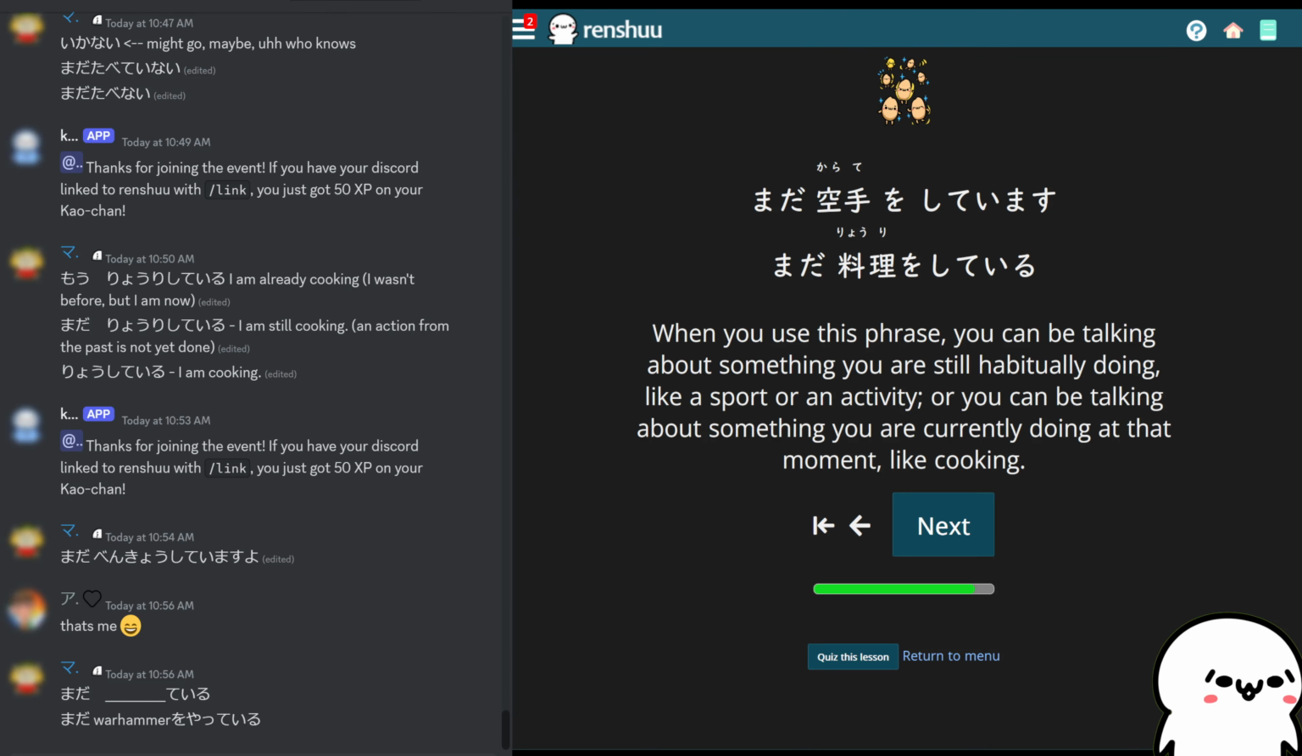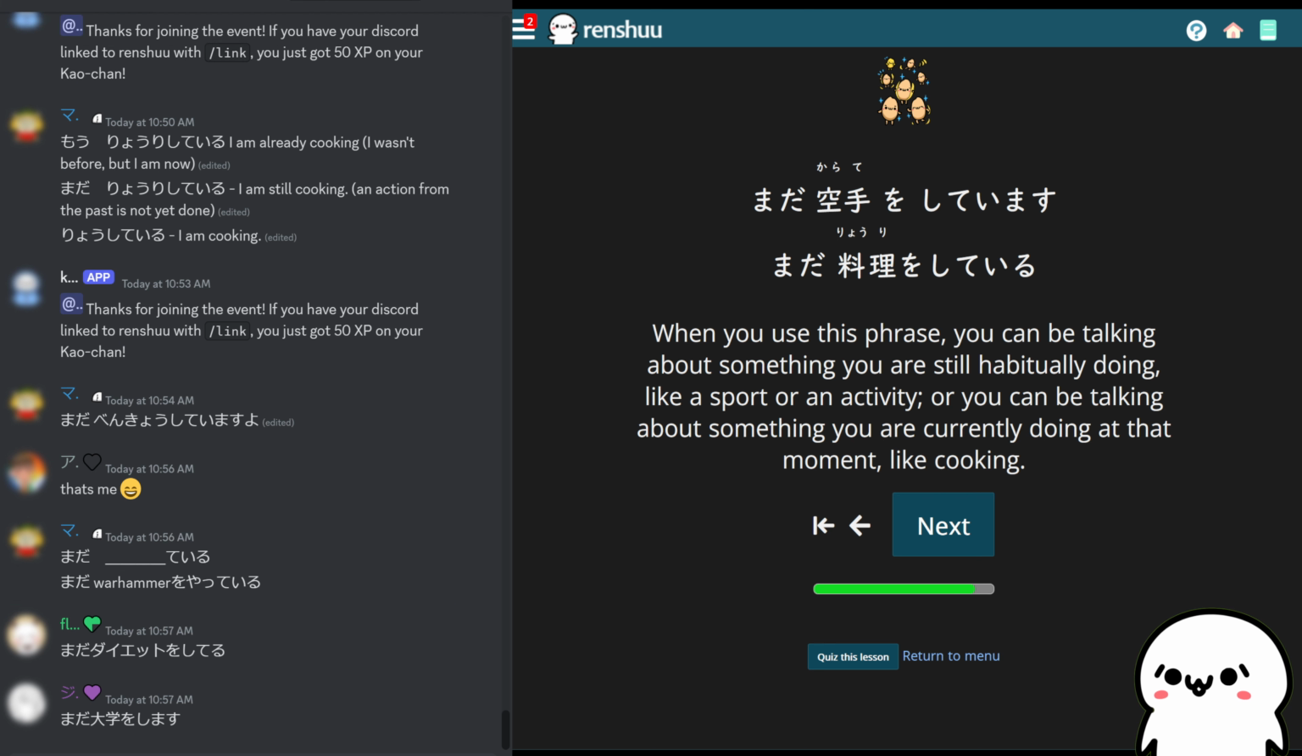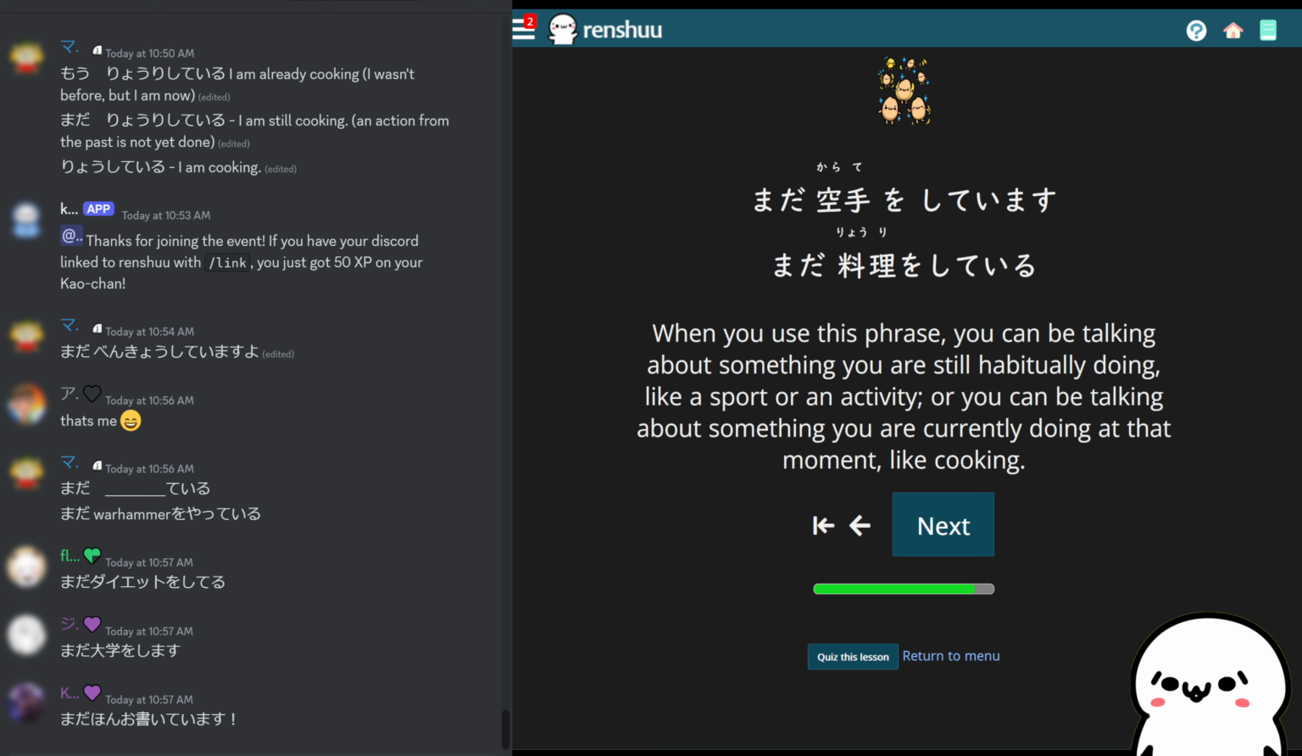For my example, I started this last year. I had serious doubts as to whether or not I'd stick with it, but mada Warhammer, in Japanese it would be Warhammer. Mada Warhammer yatteru. I'm still making my figures. Now remember, with this, it's something you're still doing now, so you want that te imasu form. So if you have shimasu, you would switch that over to shiteimasu.